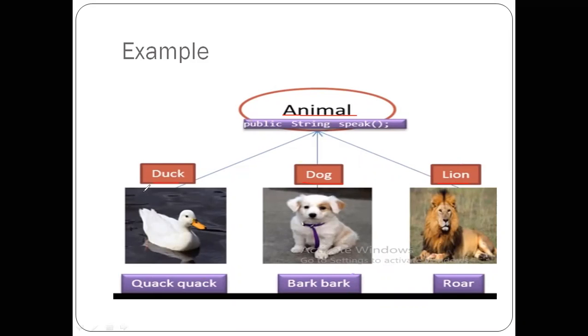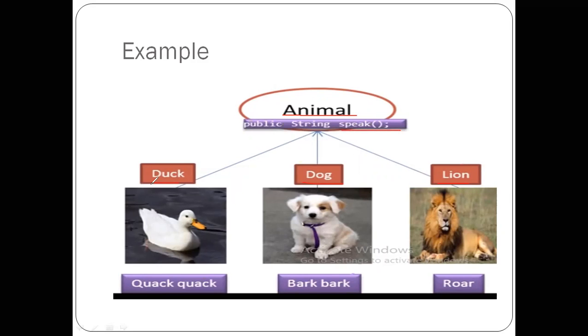Not only these three, we can define multiple objects. Not only these three objects, we can define any number of objects under the animal class. Duck, dog, lion, fox. So any kind of animal we can represent under an animal superclass, isn't it? Here we have defined a method called speak.